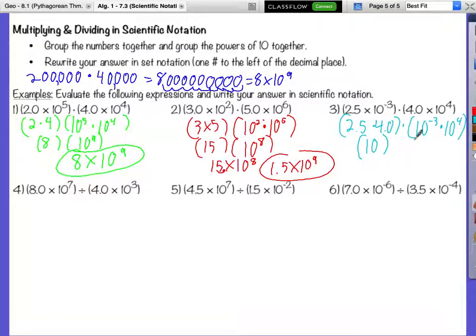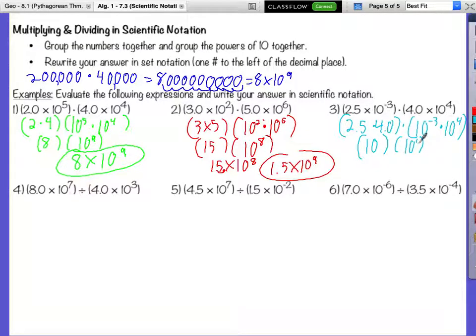What do we do with those exponents here, Jacob? 10 to the negative third and 10 to the fourth. What do we do with those exponents? Oh, well, you put them together. Okay, and we get 10 to the first. 10 to the power of 1. Yeah. So negative 3 plus 4 is 1.